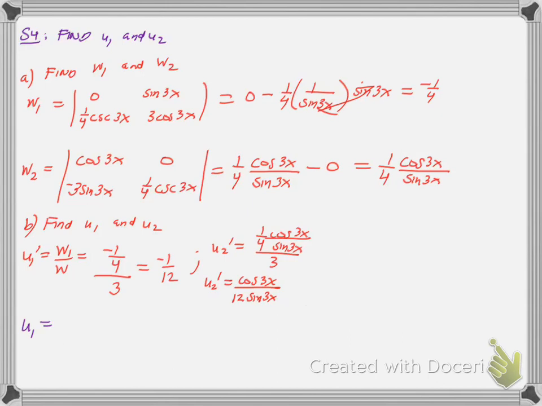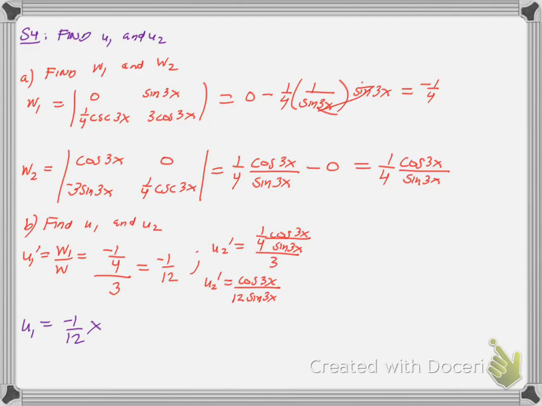u sub 1 is easy, right? It's just a constant. So u sub 1 prime is just a constant, so u sub 1 is just going to be negative 1/12 x. You integrate with respect to x. Okay, so we have that. We're done there.